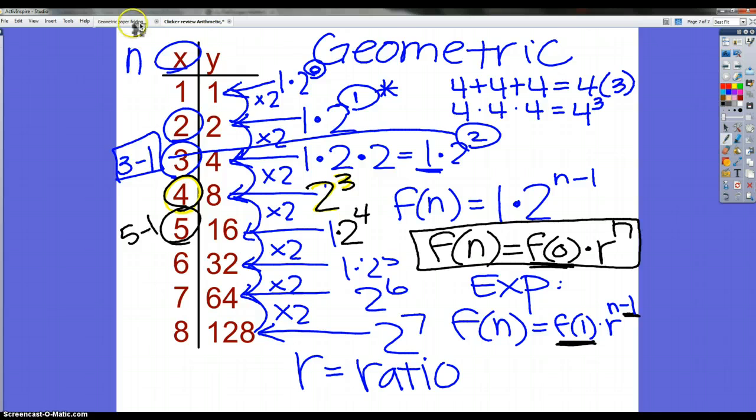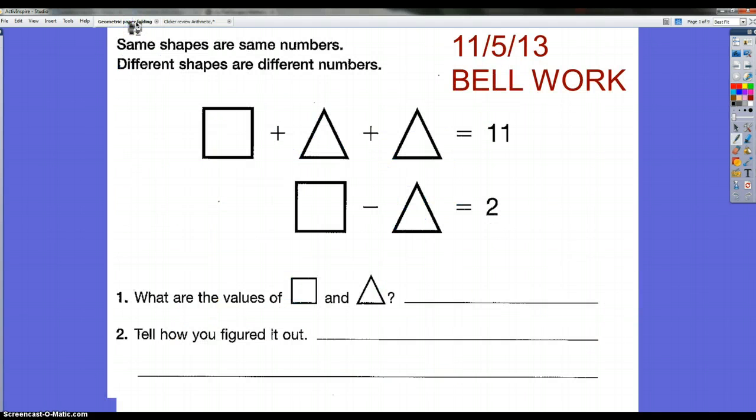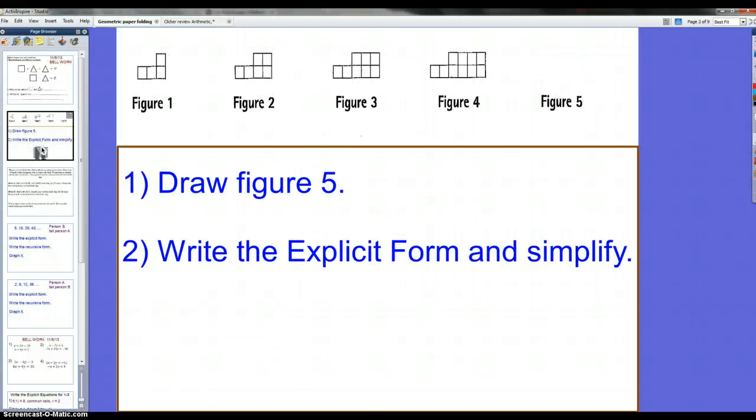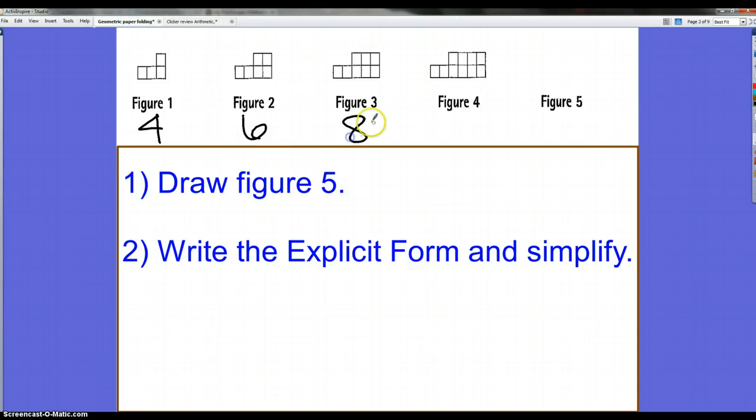So then from here we reviewed what we did today in class, which today I mean the 5th of November. We reviewed another arithmetic sequence just so we don't forget it. Here we've got 4, 6, 8, 10, and then figure 5. I'm not going to draw it because you can see that it's going to be 12, and there will be 2 out front, and then the 12.